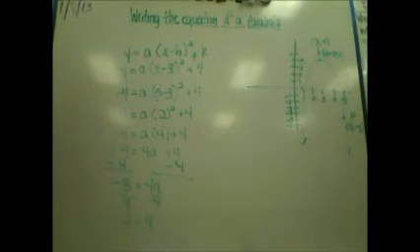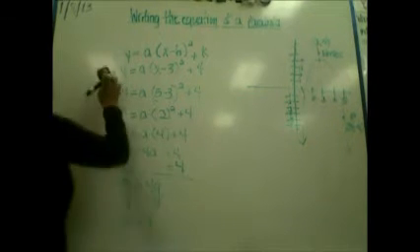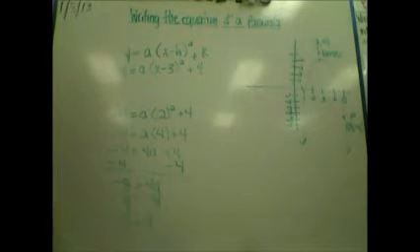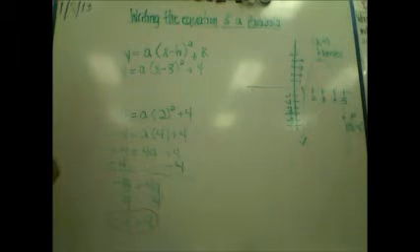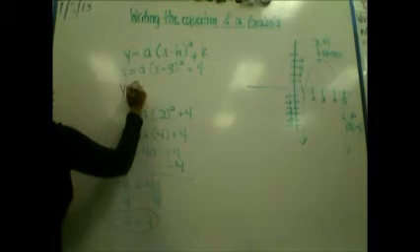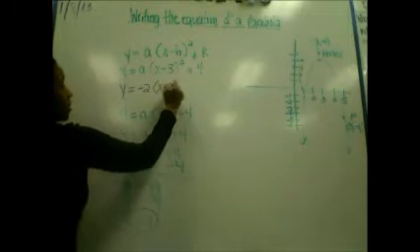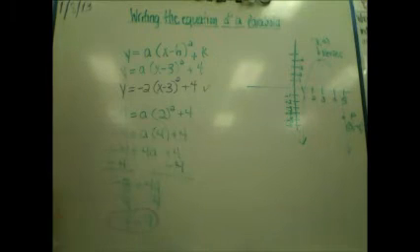So now I have a, and I have my vertex. So the very last step is to rewrite the whole equation using your vertex and a. So I'm going to take my a, and I'm going to substitute it into the original equation for a. So y equals -2 times the quantity x minus 3 squared plus 4. And you're done.